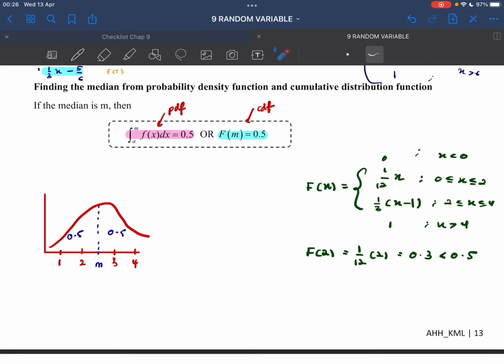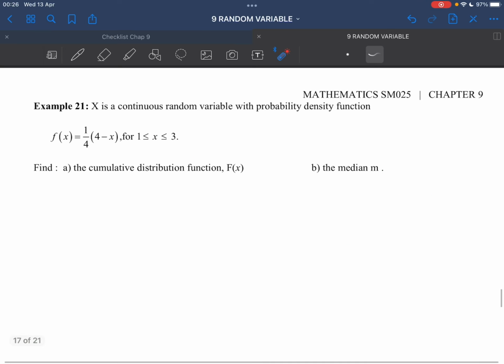So what you have to do is you have to substitute F(m) equals 0.5. That means you have to substitute m into this function. So how to find median given CDF? You have to choose the function first, then substitute m into your x. Alright, it might look a bit confusing, but that's okay. Let's just do the example.